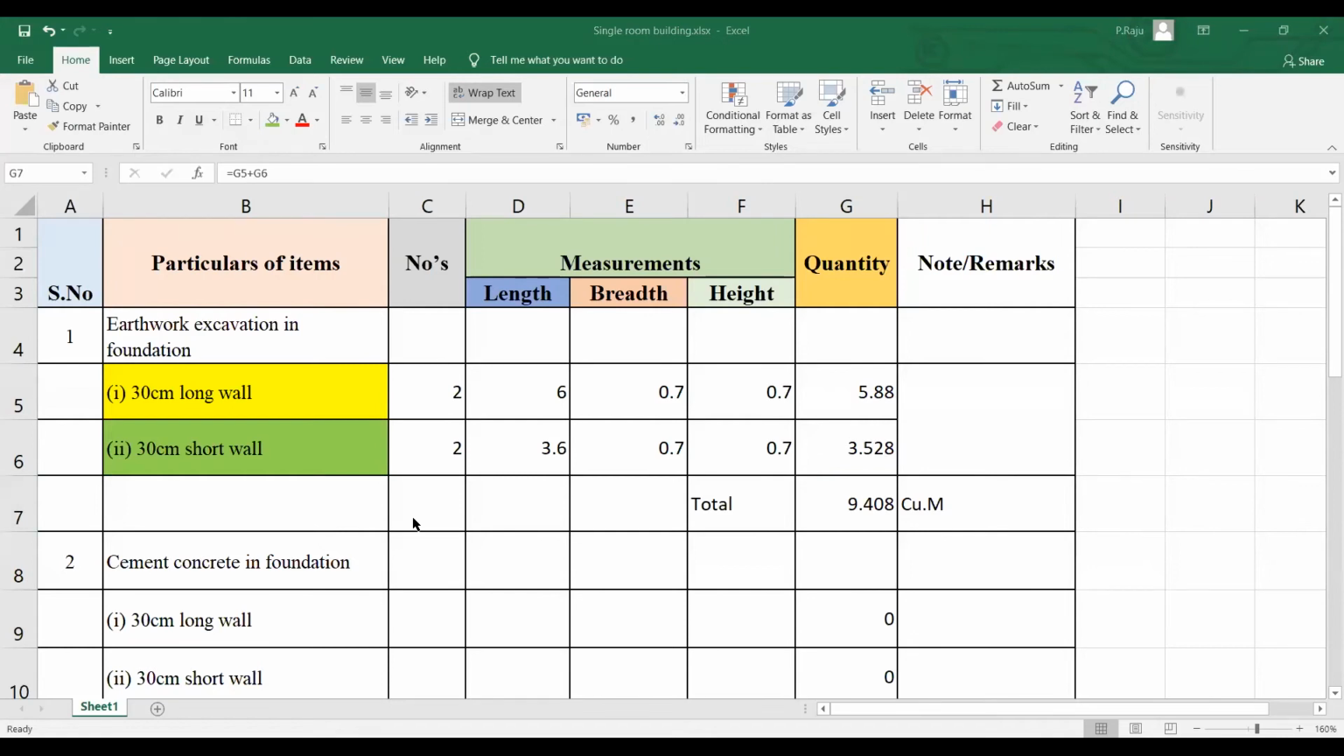Okay. Tell me the short wall length again, sir. Length of short wall. Okay, this is the length of short wall.